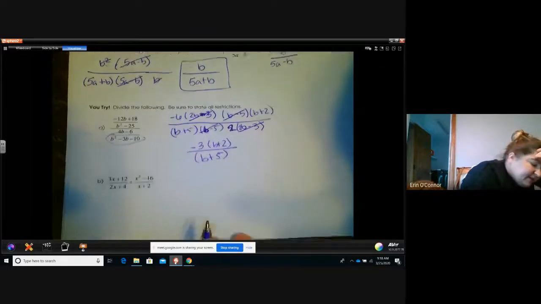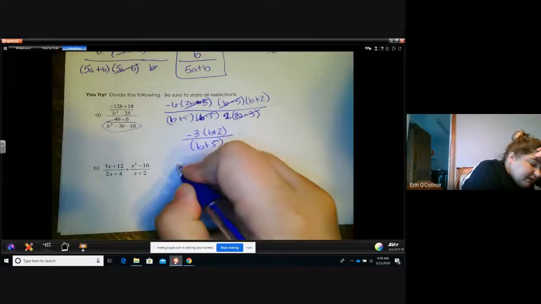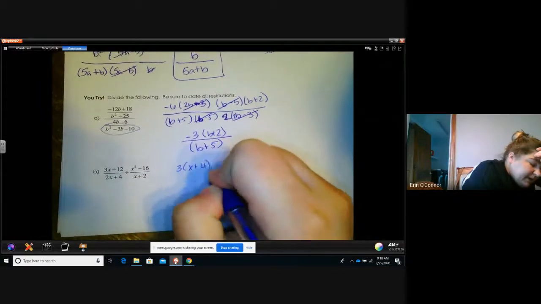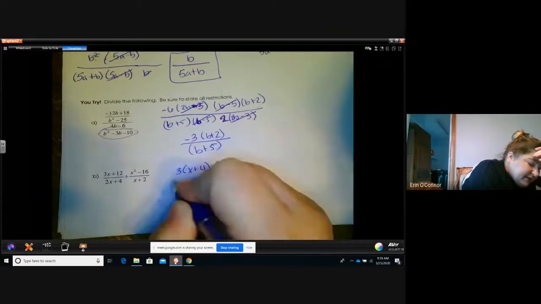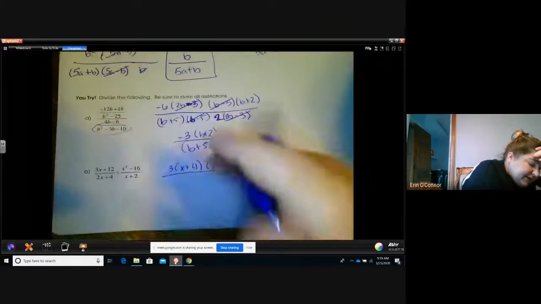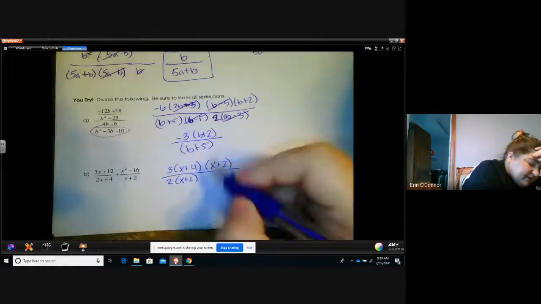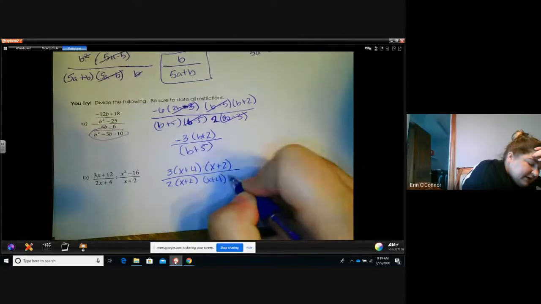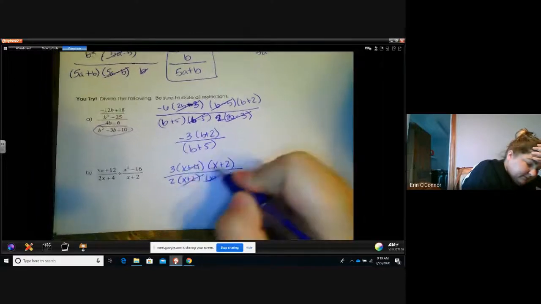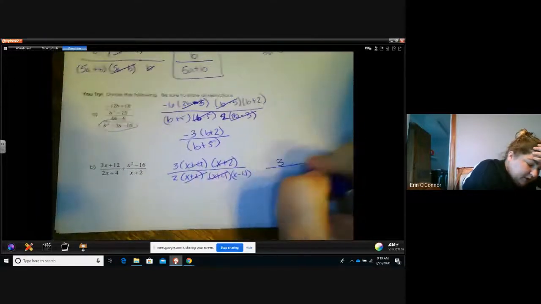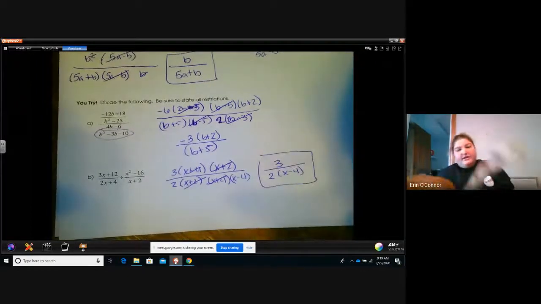Okay, for the next one, I'm going to take out the GCF of the numerator, and I'll get 3x plus 4. And then I'm multiplying it by the denominator of the other, which is x plus 2, over, take out GCF, and I get 2x plus 2. And then when I write this, it's a difference of squares, so x plus 4, x minus 4. Cancel out. I have 3 over 2 times x minus 4. And that is your answer.